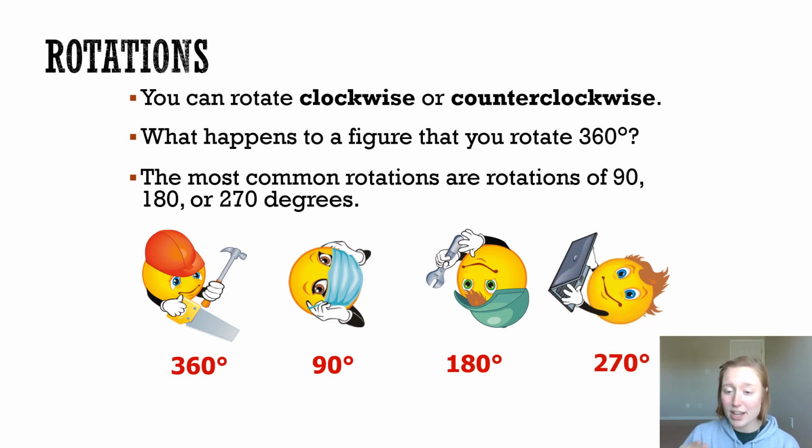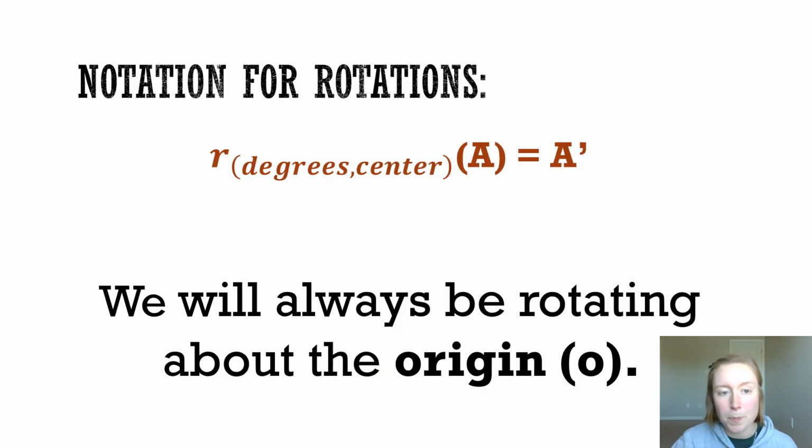So basically if you think about the 4 quadrants on a graph, each quadrant is 90 degrees. So 360 is flipping it all the way around. A 90-degree rotation is one turn, a 1/4 turn around a center. 180 is turning all the way upside down, obviously, from our emoji, and 270 is 3/4 of the way.